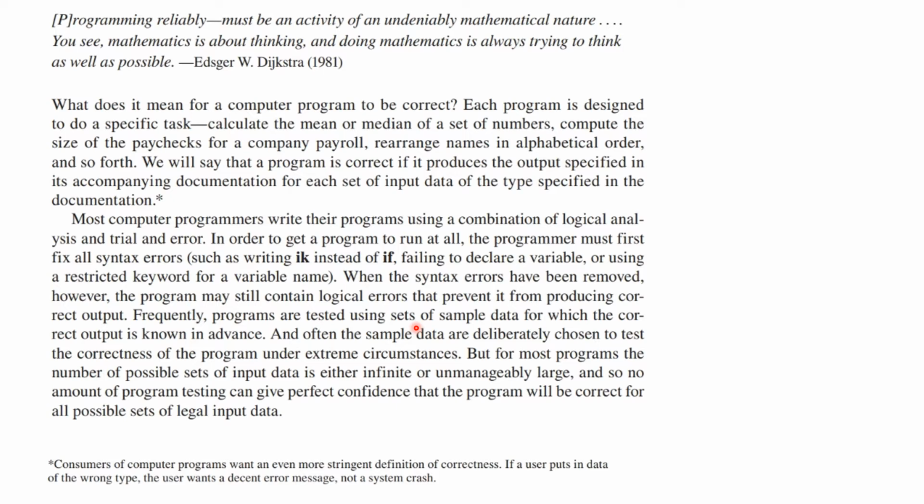So frequently programs are tested using sets of sample data for which the correct output is known in advance, and often the sample data are deliberately chosen to test the correctness of the program under certain extreme conditions. But for most programs, the number of possible sets of input data is either infinite or unmanageably large, and so no amount of program testing can give perfect confidence that the program will be correct for all sets of legal input data. And not only do you want it to be correct, but if there's an error, you would like to tell the user what the error is rather than just crash the system.